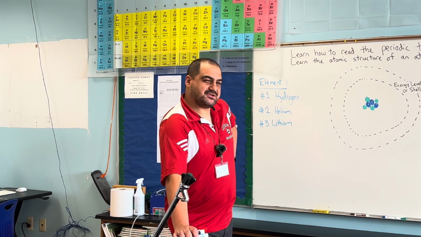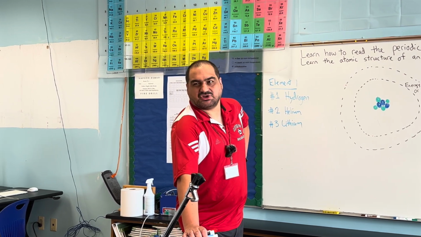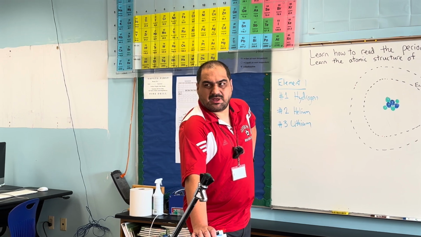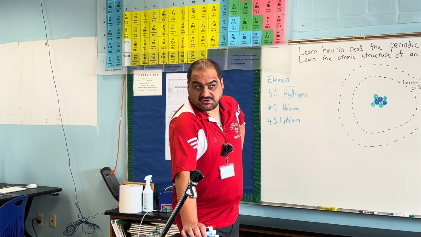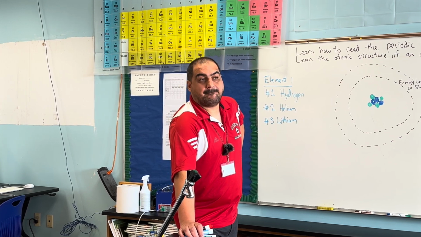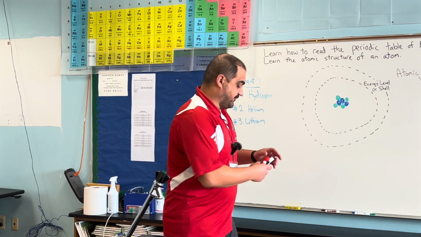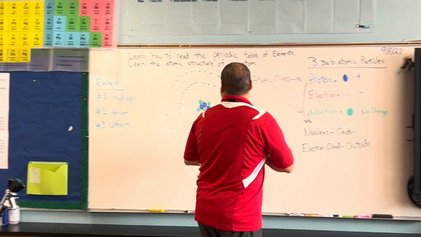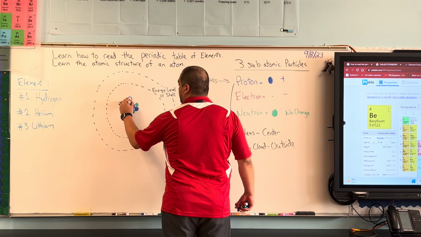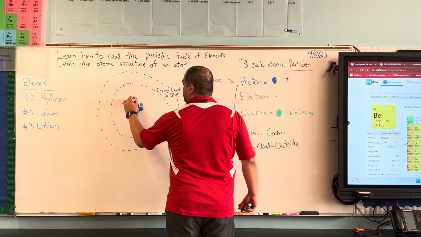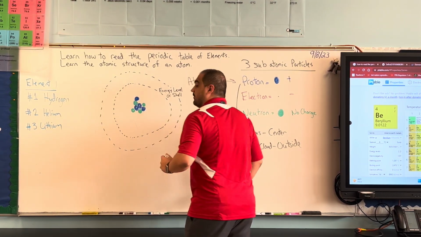So let's get the simple things out of the way. I think the simple things would be the protons and electrons, right? So would anybody like to tell me how many protons? Yes, Sam? 4. So we'll draw 4. I'm going to leave a little space here because I want to spread out the protons a little bit. So we got 4 protons.